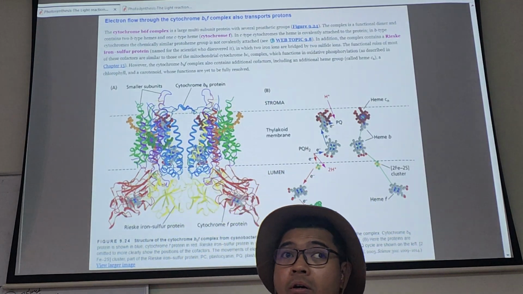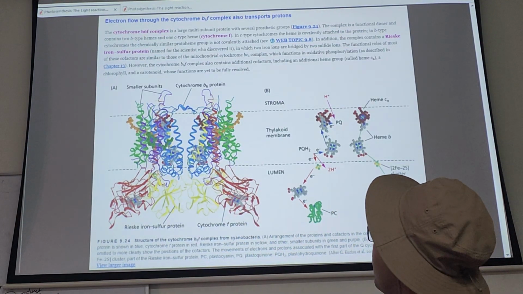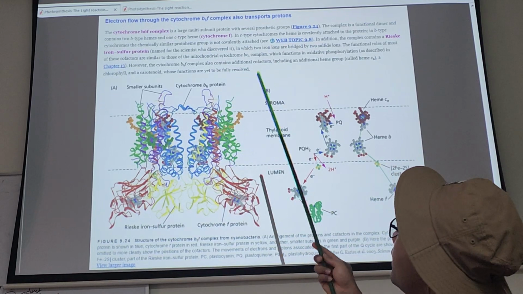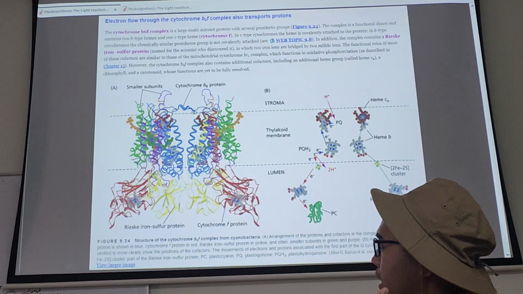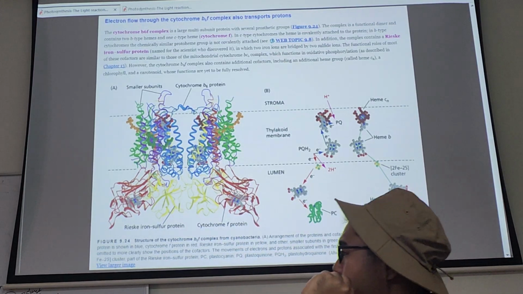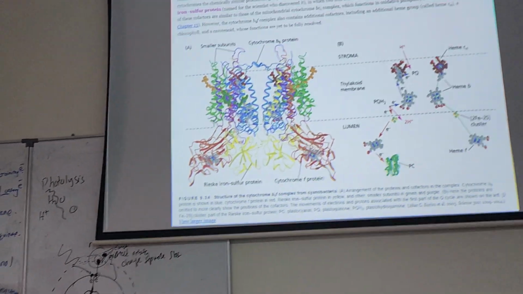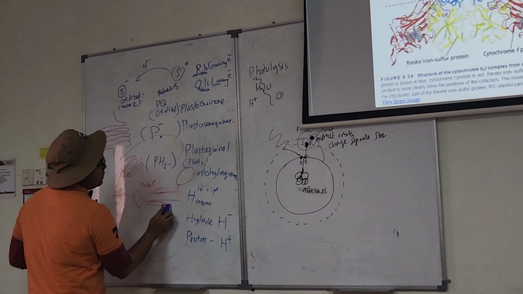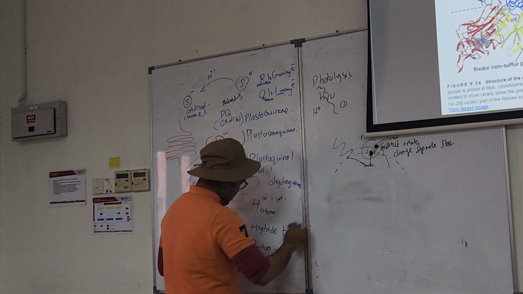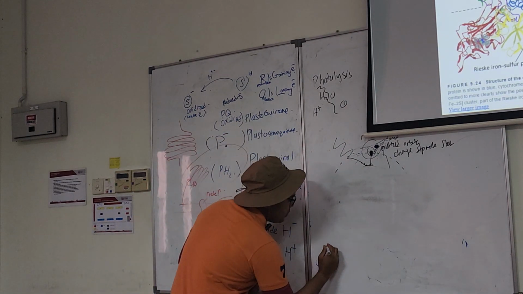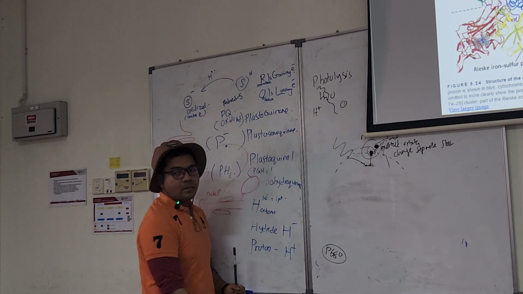I think there are two more, then we can stop: the cytochrome, and then the PS1 protein. So electron flow. After the plastoquinone has captured the electron, now it needs to pass to the next one. I need my marker. I need to write some. Is this permanent? Oh, it's finished. Anybody want to draw?